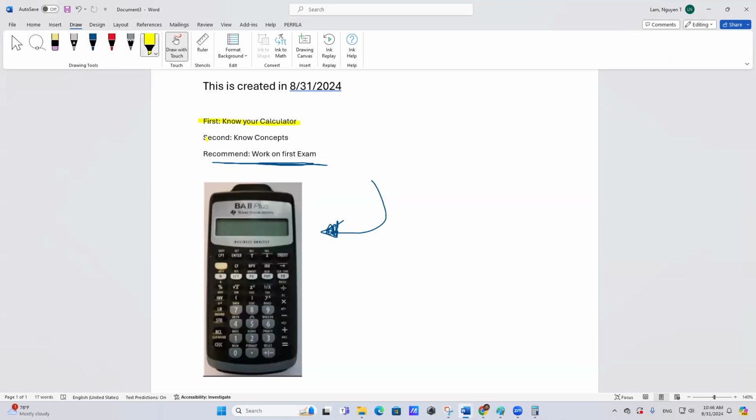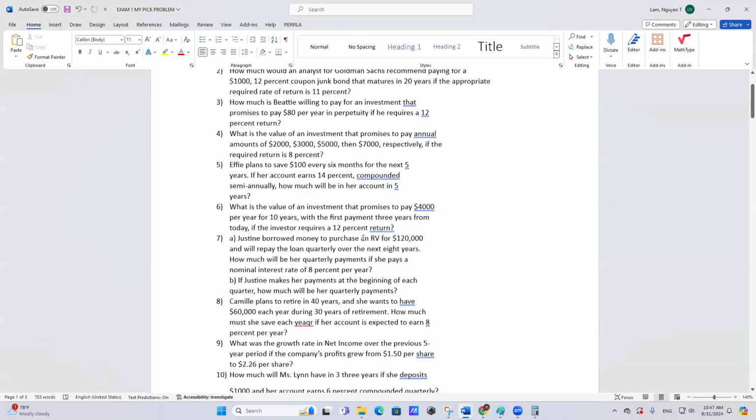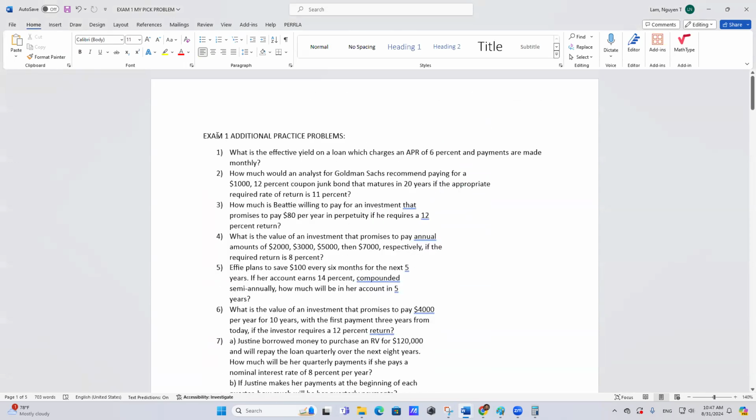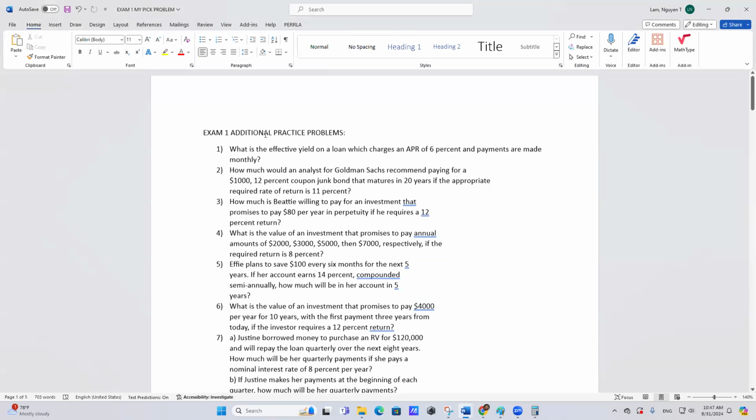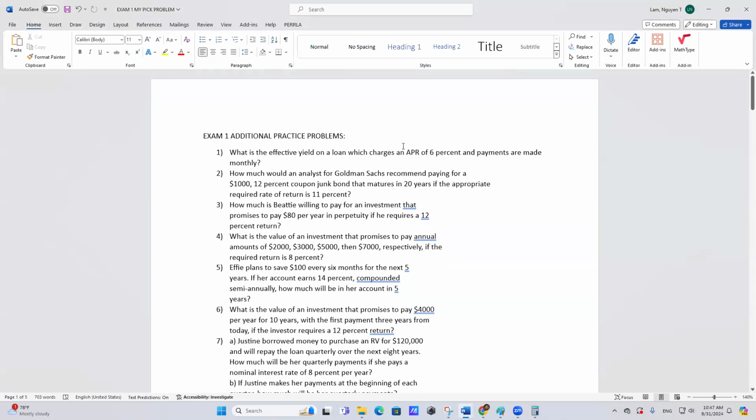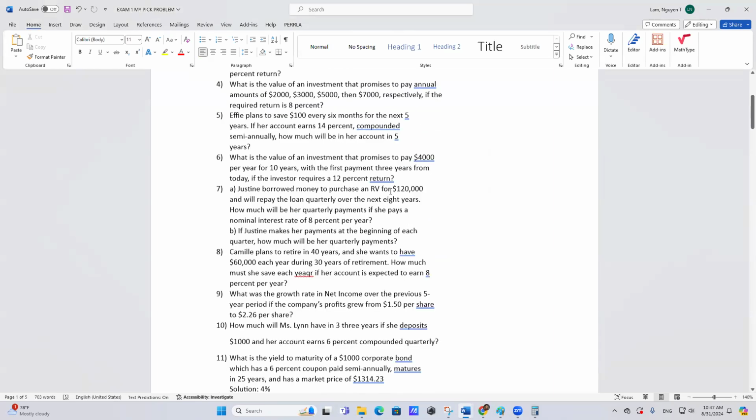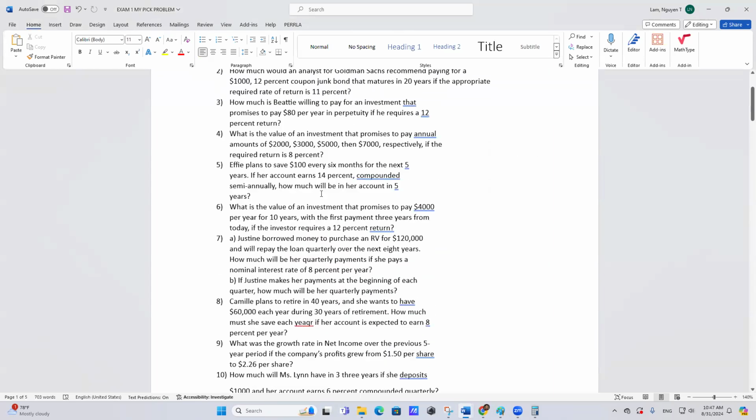Okay. Second recommendation is understand the concepts. Once you know your calculator and are very comfortable using it, the second step is to know the concepts, very confident with what the concepts are. And that is something that we will go over. We also have these 11 questions, in the file that says exam one additional practice problems. I see that these problems are good representations of what will be on the test. So we will go over these 11 problems.